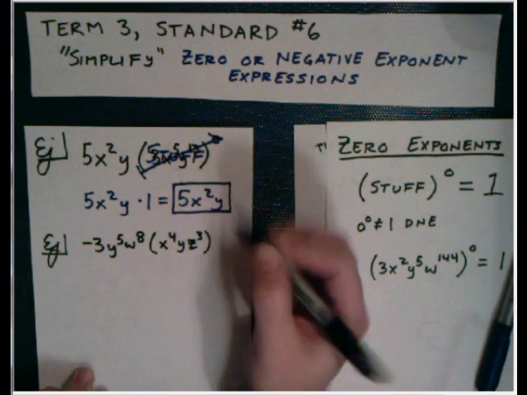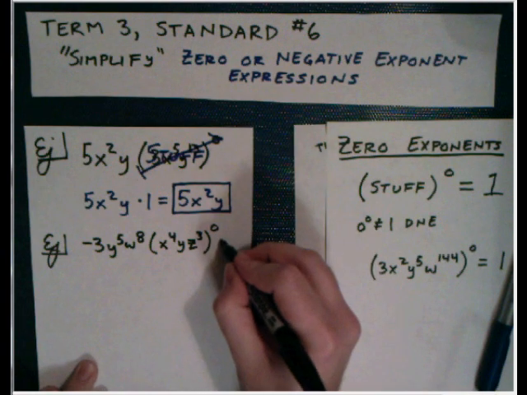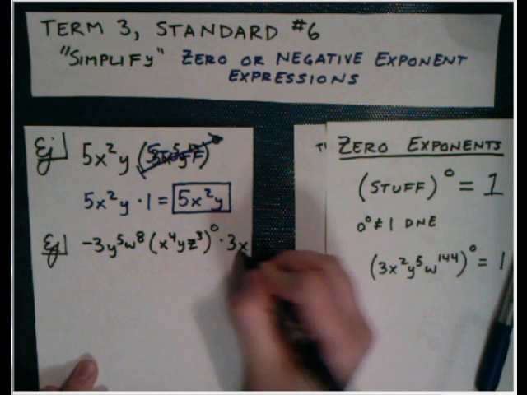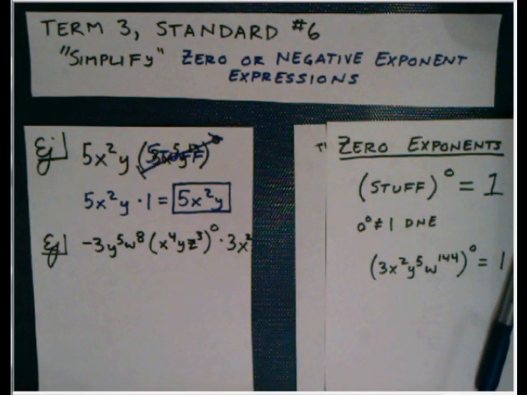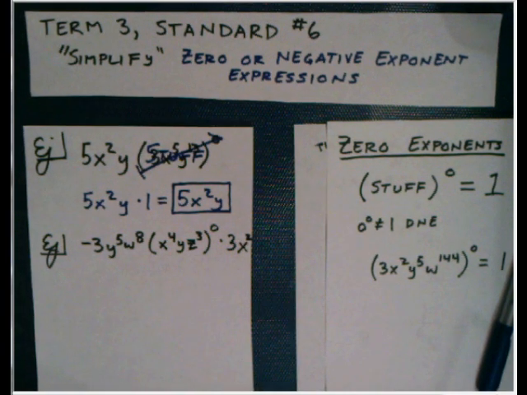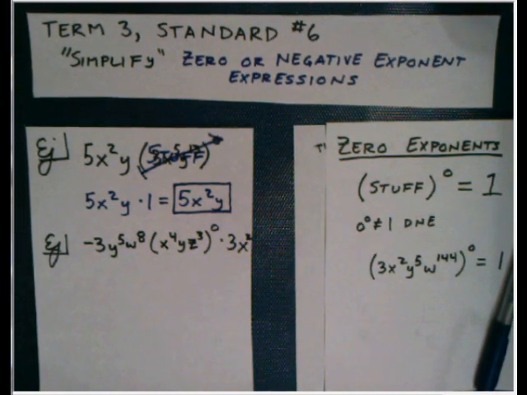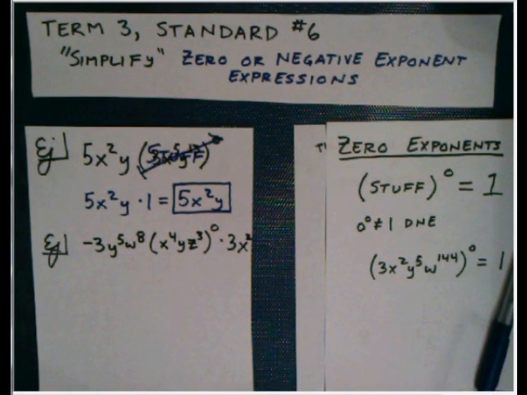Again, I'm just making these up as I go, so sometimes it takes a little bit. Okay, there we go. So a little bit involved. Negative 3y to the 5th, w to the 8th power, times the quantity x to the 4th, y, z to the 3rd, all to the 0, times 3x squared.